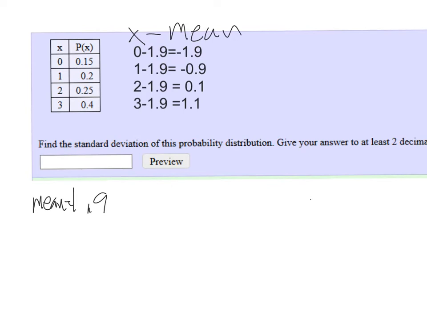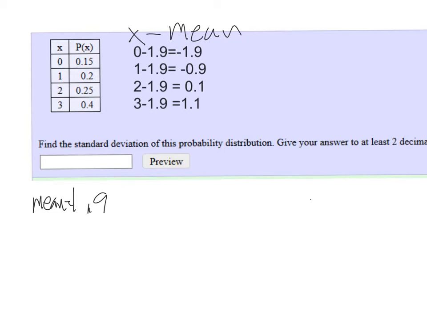So the next step is to subtract the mean from each of the x values. Notice I'm not using the probabilities, I'm using the x values. So 0 minus 1.9 is negative 1.9. 1 minus 1.9 is negative 0.9. 2 minus 1.9 is 0.1, and 3 minus 1.9 is 1.1. So that's x minus the mean.